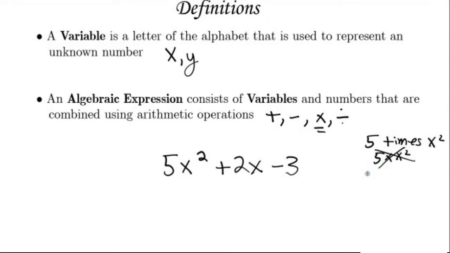Therefore, to indicate multiplication, there's a couple things that can be done. We can either put a dot, so you'll see this, 5 dot x squared, or frequently, we just put the two terms right next to each other, 5x squared. So 5x squared really means 5 times x squared.